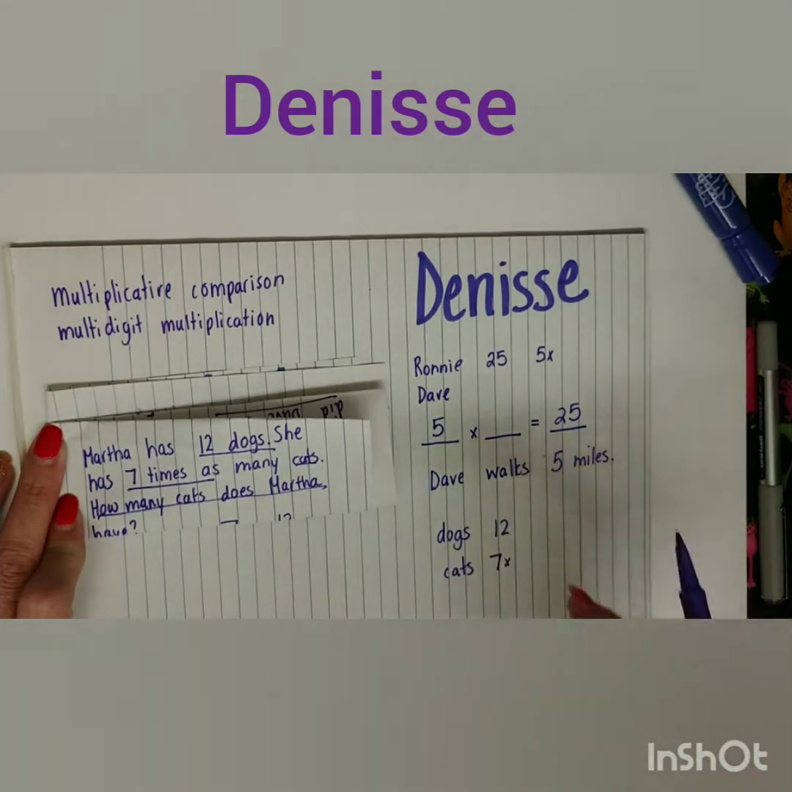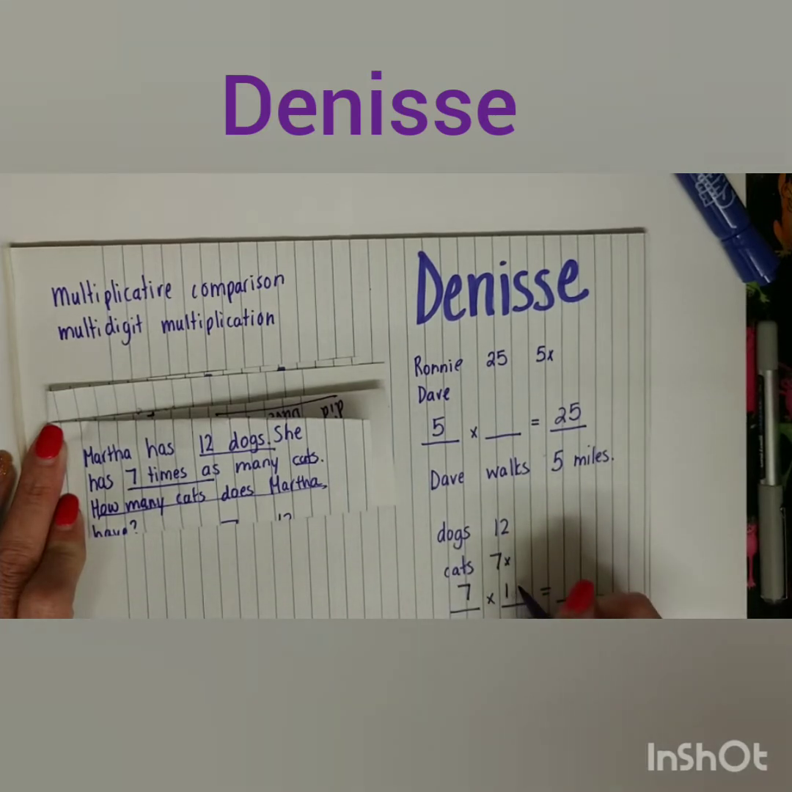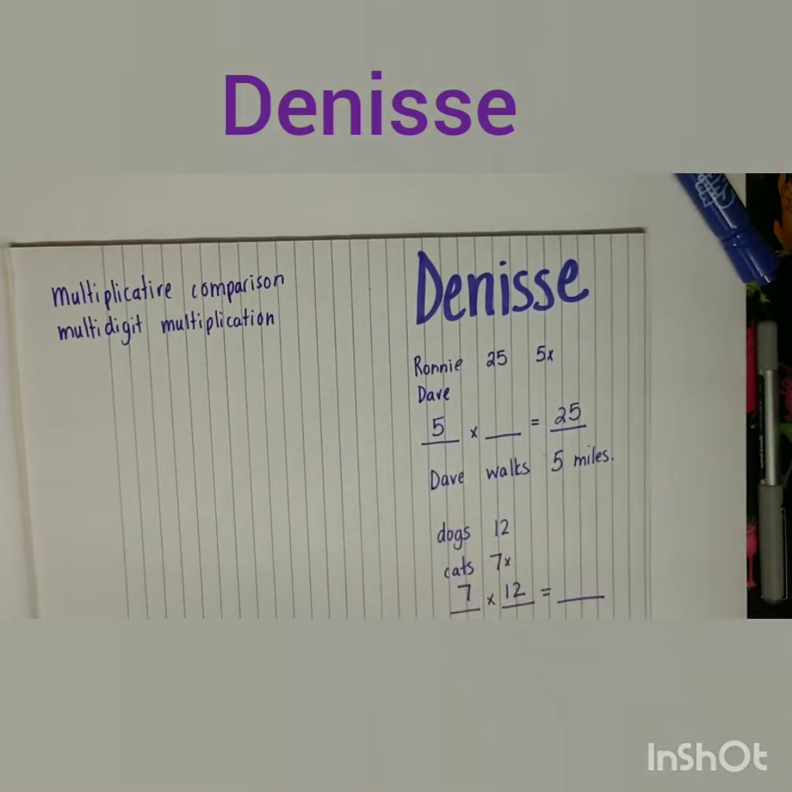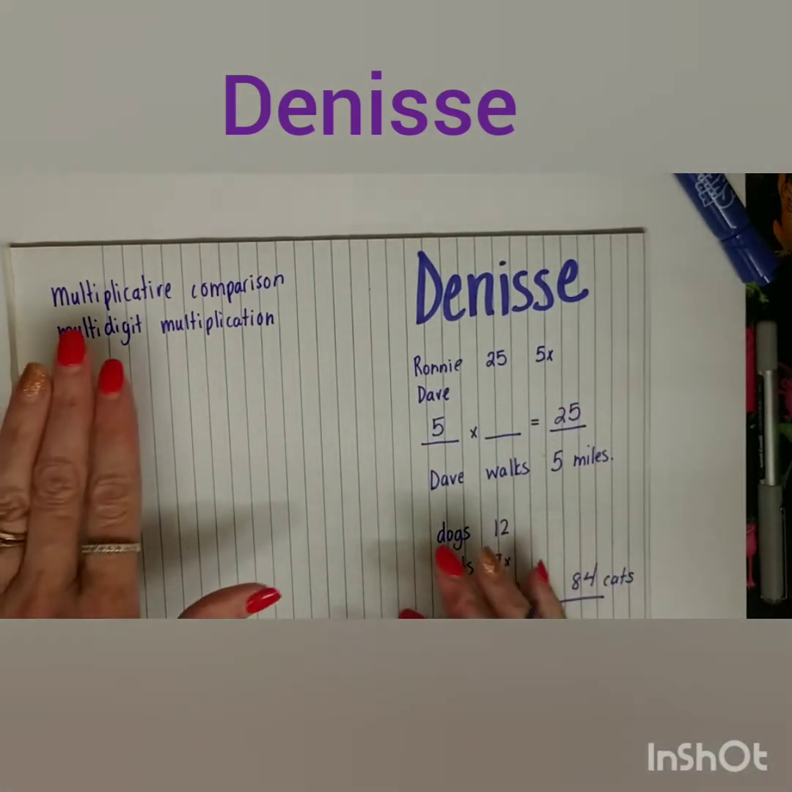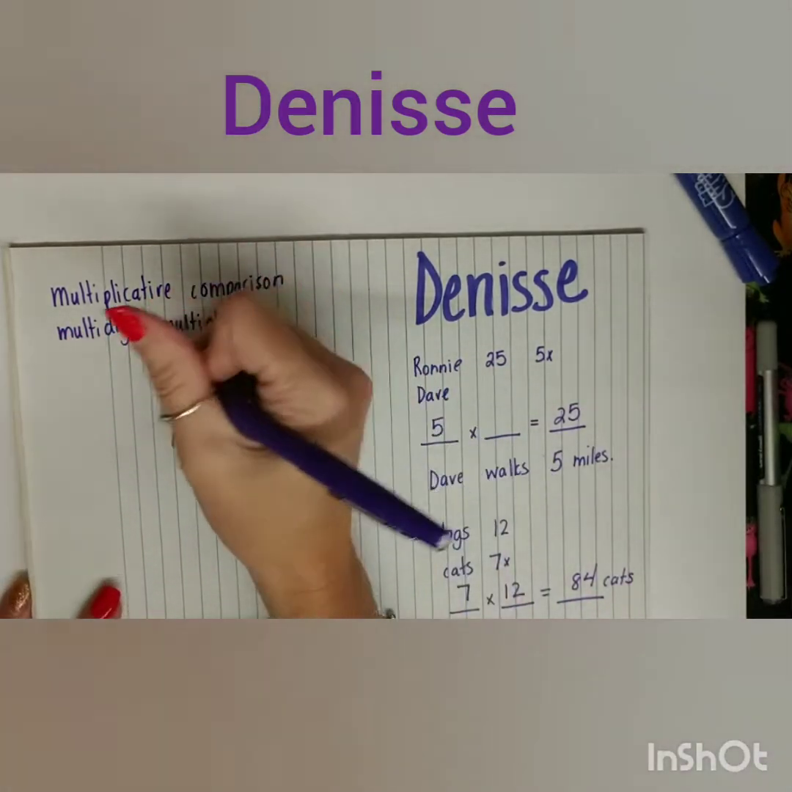When I have a piece of data in both of my comparisons, those are my factors. So 7 times 12. All right, now to solve this, I know my 12's table, so I know that that is 84 cats. All right, so that's the multiplicative comparison. Now let's work on the multi-digit multiplication.